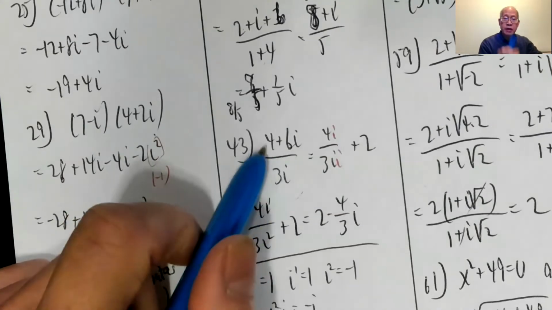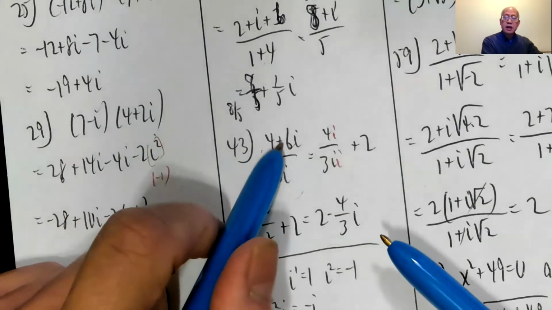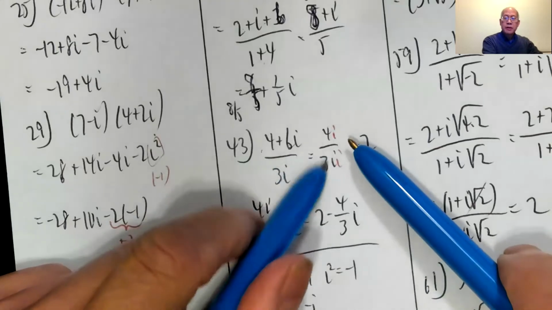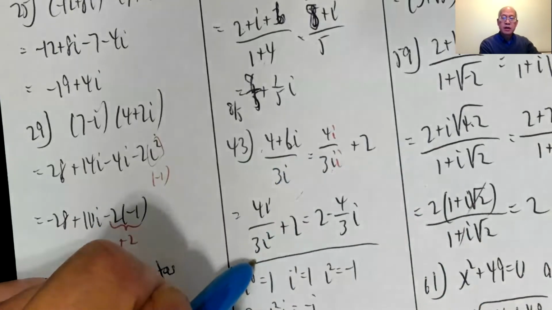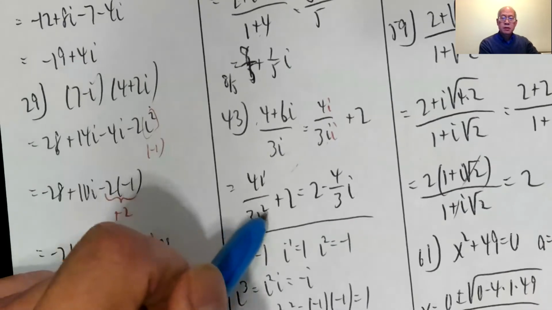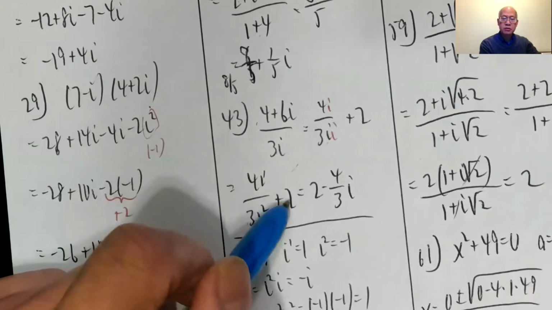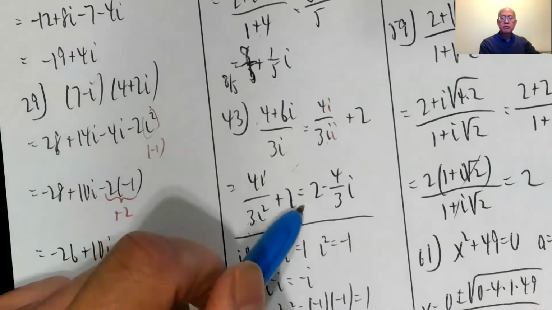4 plus 6i over 3i, split it into 4 over 3i plus 2, and multiply top and bottom by i here. That gives me 4i over 3i squared. Okay, and that's going to be -1. So 2 minus 4/3 i. Put in the real part first and then the imaginary part.